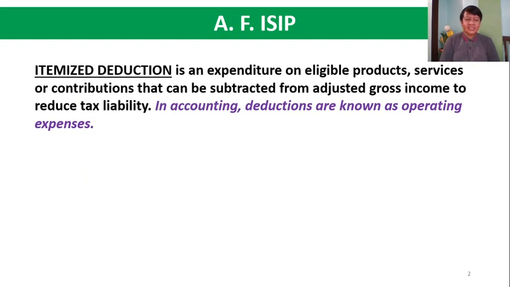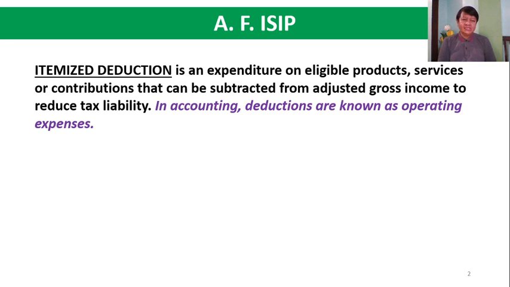So let's define itemized deduction. It is an expenditure on eligible products, services, or contributions that can be subtracted from the adjusted gross income to reduce tax liability. As I have said, deductions or itemized deductions are the expenditures. These are eligible expenditures related to the business.